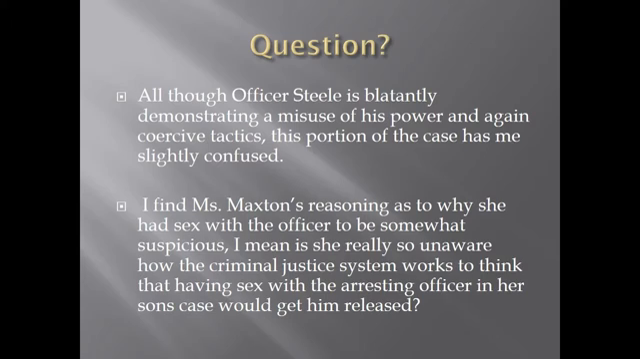Question: although Officer Steele is blatantly demonstrating a misuse of his power, and again coercive tactics, this portion of the case has me slightly confused. I find Miss Maxton's reasoning as to why she had sex with the officer to be somewhat suspicious. Is she really so unaware of how the criminal justice system works to think that having sex with the arresting officer in her son's case would get him released?